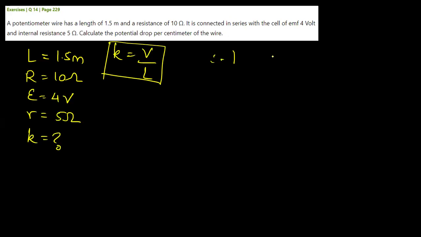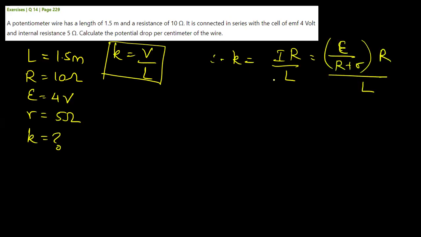So K equal to V, instead of V I will write IR divided by L, and I is equal to E upon R plus r, into capital R upon capital L. So this is my final formula. But I need to convert it into centimeter. So 1.5 meter means 150 centimeter. In the question, it says potential drop per centimeter, so the length used will be 150 centimeter.